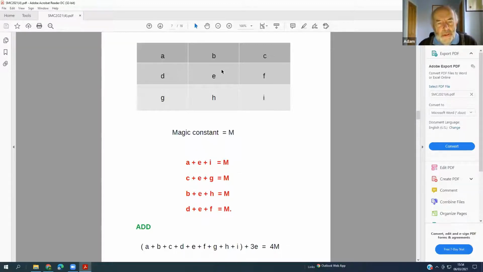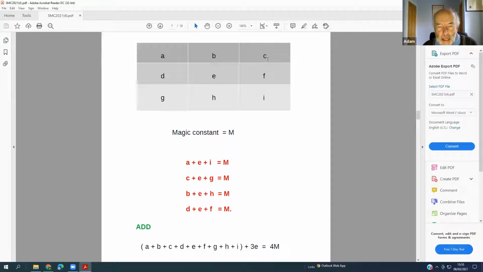I mentioned this astute remark or suggestion by a pupil that the thing in the middle was 1/3 of the magic constant. Let me prove that that's always true. So here we are. Let's assume these numbers do indeed form a magic square. Its magic constant is M. Look at all the totals involving the thing in the middle. So it belongs to this diagonal. So therefore A plus E plus I must be M.